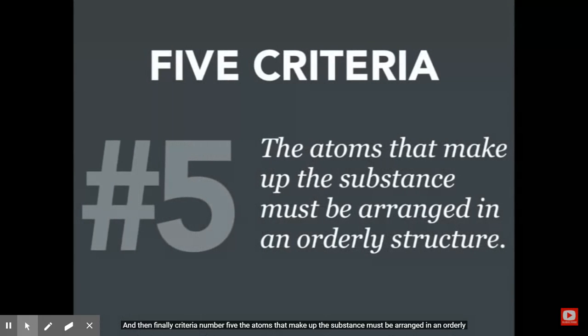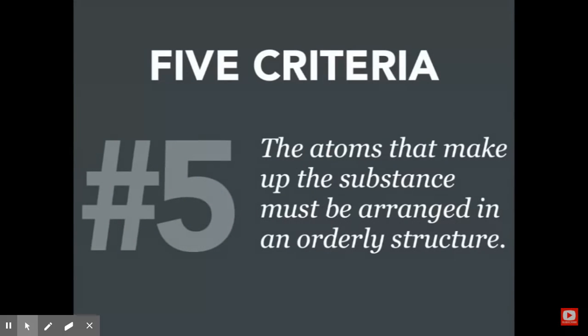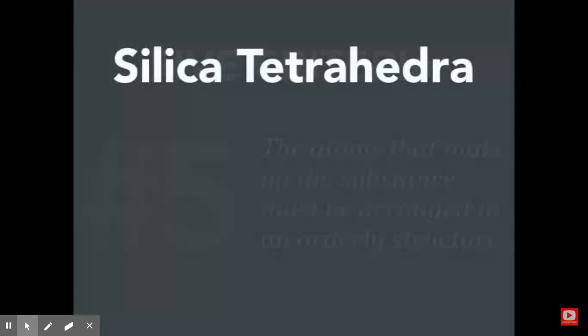And then finally, criteria number 5. The atoms that make up the substance must be arranged in an orderly crystal structure, a specific structure. Let me give you an example of this. The majority of the minerals that exist on Earth's surface are considered silicates. And that means they're made up of, in part, silicon and oxygen. The silica tetrahedra is the most common arrangement of silicon and oxygen atoms within a mineral.